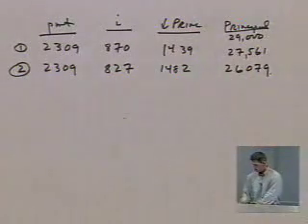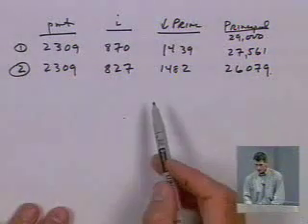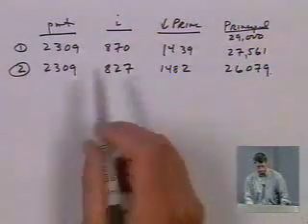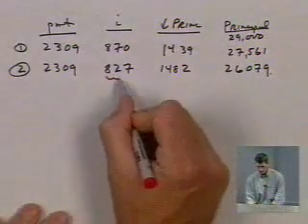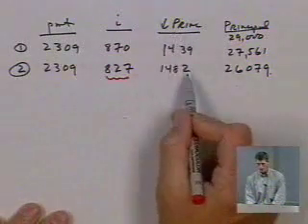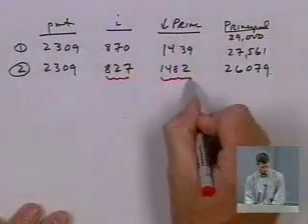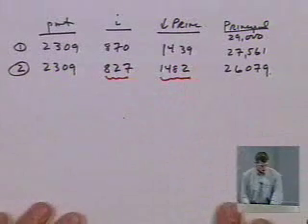So the question was what? The question was, on the second payment, how much is interest? And the amount that is interest is 827. How much reduces the outstanding principal? The answer is 1482.